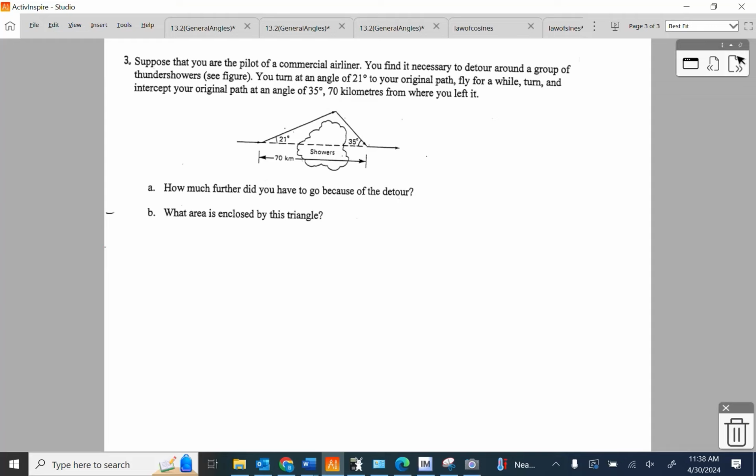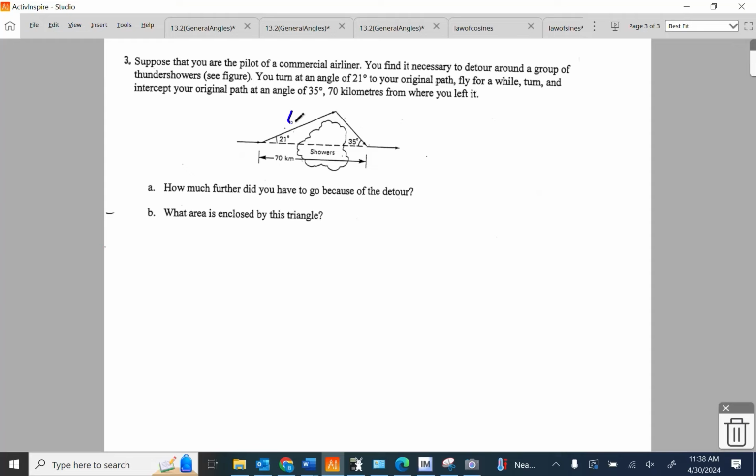Suppose that you are the pilot of a commercial airline. You find it necessary to detour around a group of thunder showers. See the figure. You turn at an angle of 21 degrees to your original path, so you're going from west to east. Fly for a while, turn to intercept your original path at an angle of 35 degrees, 70 kilometers from where it left. And the question is, how much farther did you have to go because of the detour?